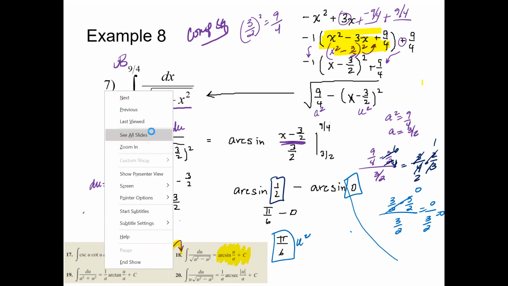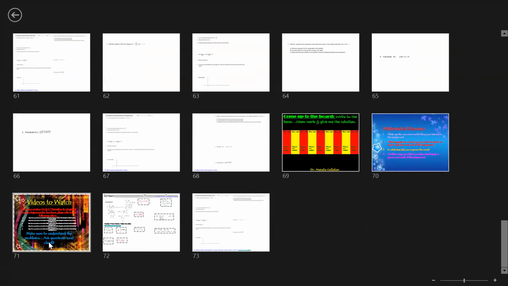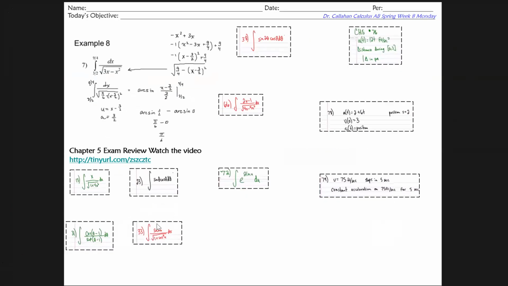All right, you guys, at this point, I would like you to go ahead and practice with this page here. And then when you're done, go on to the next one. And this should conclude your stuff for Monday.